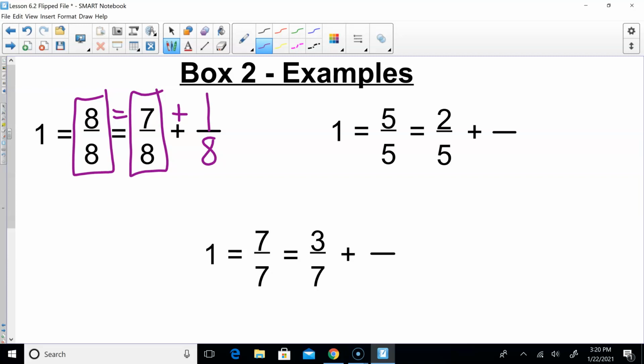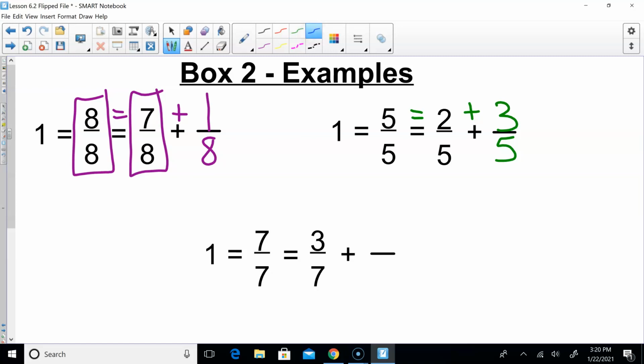So the nice thing we notice is that our denominator is going to stay the same. So if I have fifths, this 1, we're going to break into 5 pieces. I'm going to take 2 of the 5 pieces away. How many fifths would you have left? You would have 3/5. Why? Because 5 equals 2 plus 3. See if you do the last one and beat me to it. Hopefully you have by now.